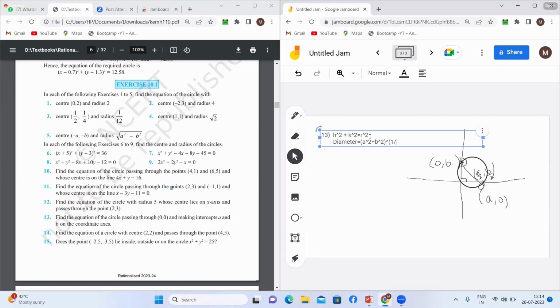ये तो हो जाएगा मेरा डायमीटर, ठीक है। अब मेरे को रेडियस चाहिए, तो रेडियस के लिए क्या करूंगा? मैं इसका हाफ कर दूंगा। सो रेडियस इज इक्वल टू सेम थिंग, बस इसका हाफ हो जाएगा। सो दिस होल थिंग डिवाइड बाय 2। सो ये मेरा रेडियस है, ठीक है। तो मैंने सेंटर निकाल लिया, मैंने रेडियस निकाल लिया। अपने को क्या चाहिए? अपने पास इक्वेशन ऑफ सर्कल चाहिए, तो आराम से लिख देते हैं इक्वेशन ऑफ सर्कल। सो कैसे लिखेंगे?